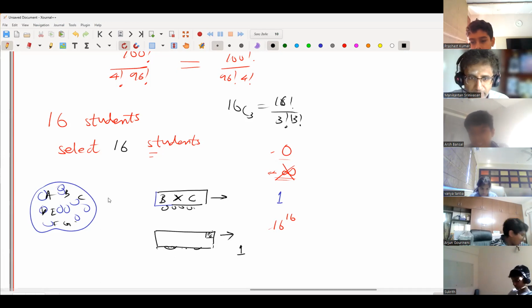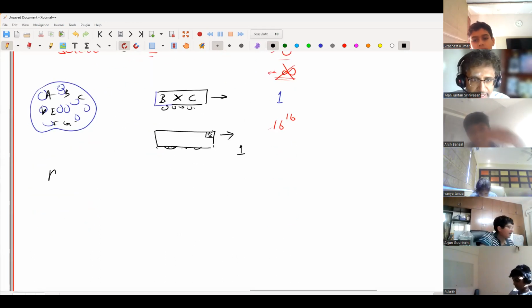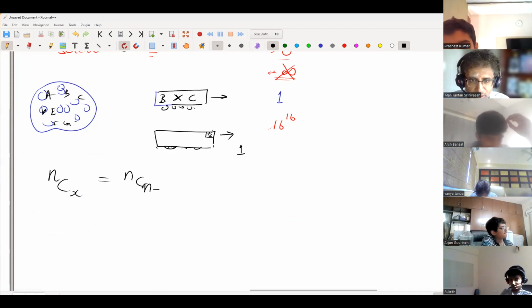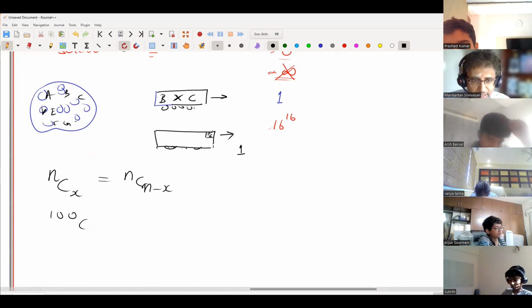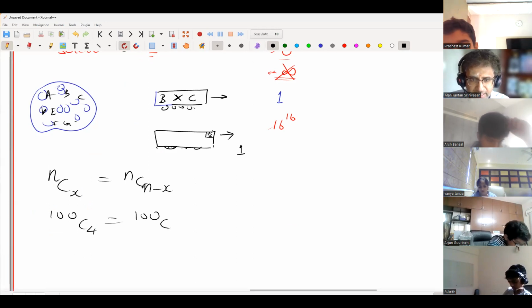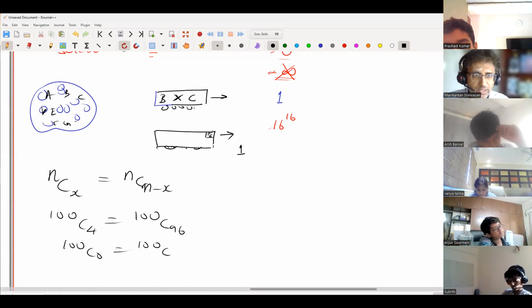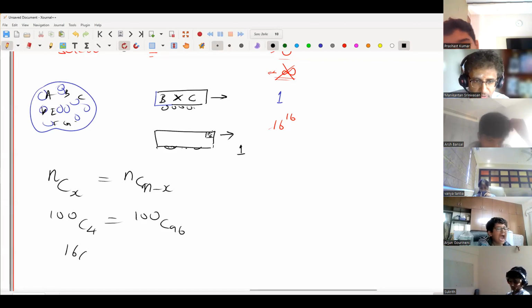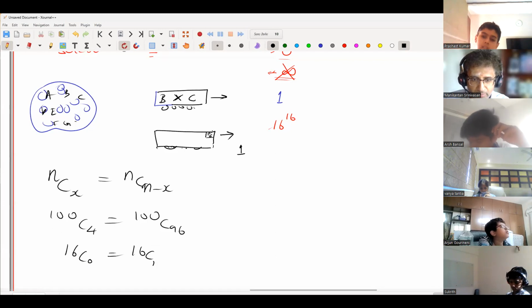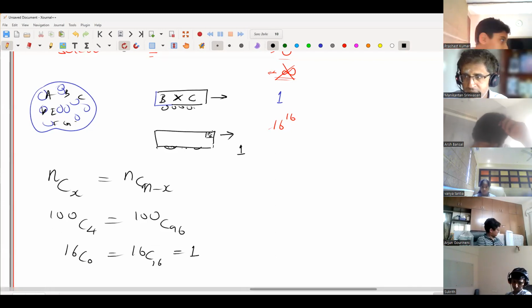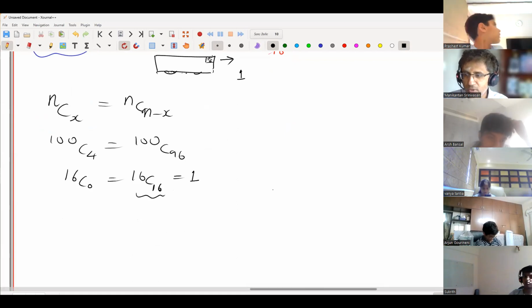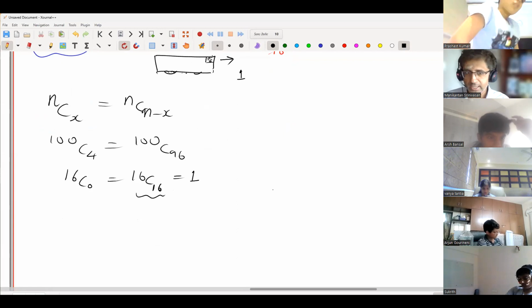Okay, so just to repeat, we agreed that n choose x is n choose n minus x. Example, we saw 100 choose 4 was 100 choose 96. And 100 choose 0 is also the same as 100 choose 100. Or in this case, 16. So 16 choose 0 is the same as 16 choose 16, and both are 1. In one case, it's obvious. 16 choose 16 is very obvious. 16 choose 0 is not so obvious. But now we can think about it.